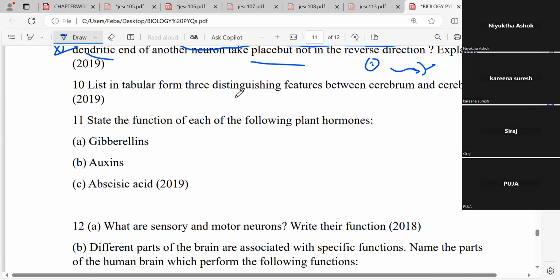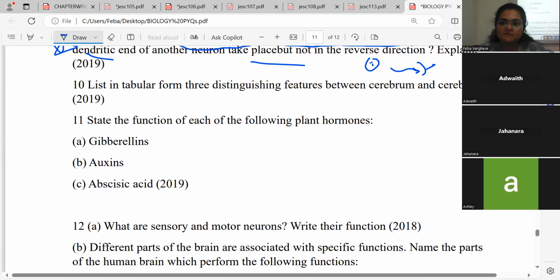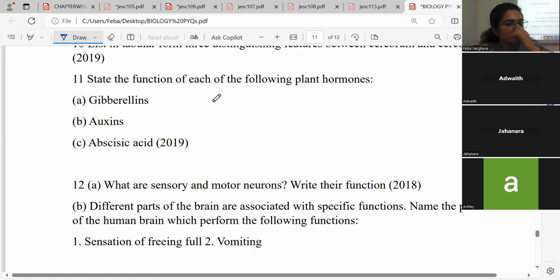Explain. Now list in tabular form 3 distinguishing features between cerebrum and cerebellum. Cerebrum is in the forebrain region: thinking part, memorizing part, controlling the voluntary responses also. Cerebellum is in the hindbrain region, and it helps in maintaining balanced posture and everything. Okay, write about all those factors.